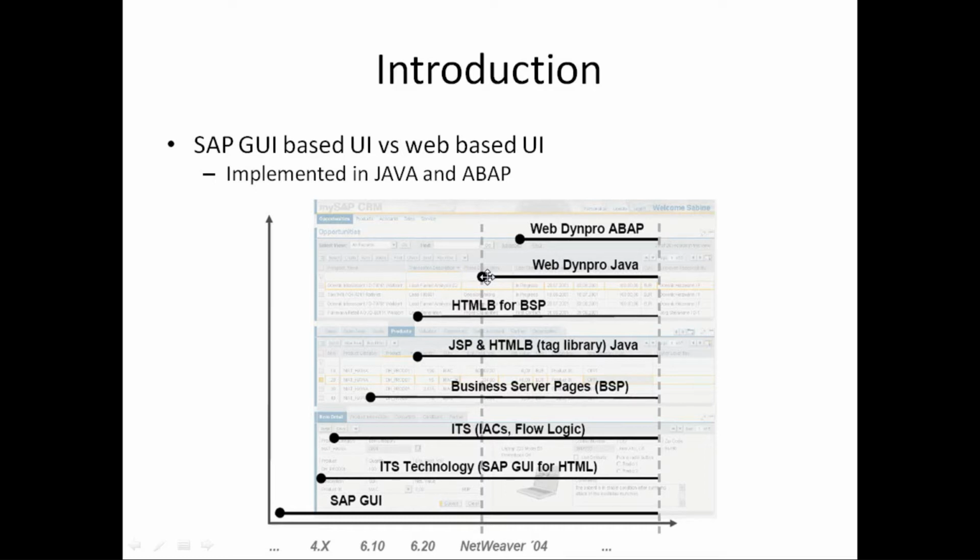Now we'll see the version evolution in Web Dynpro ABAP. Initially we had SAP GUI, which provides all business process functionalities. Then we had ITS technology, which is SAP GUI for HTML, and then business server pages, JSP and HTMLB, and HTMLB for BSP. Then we had Web Dynpro Java and Web Dynpro ABAP. In this whole session, we will be discussing Web Dynpro ABAP and how to build web-based applications using it.